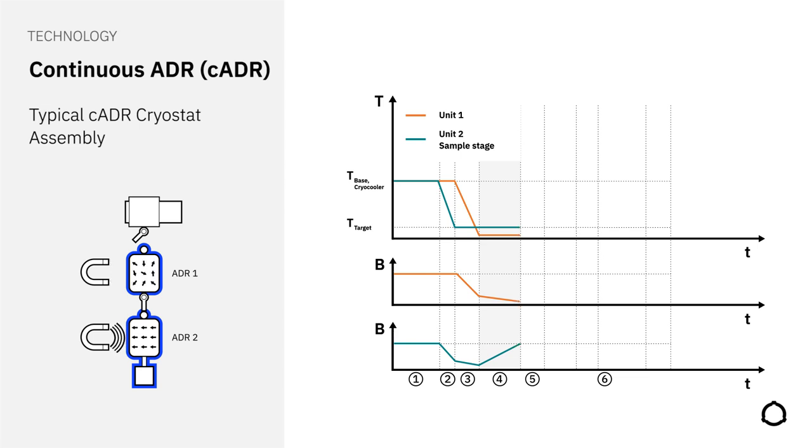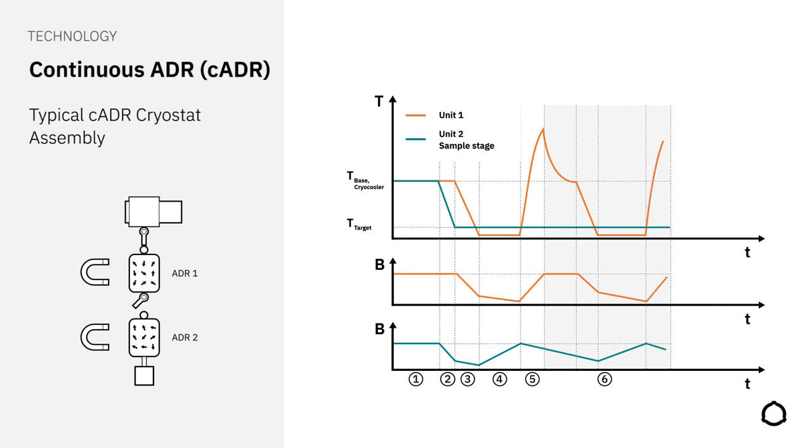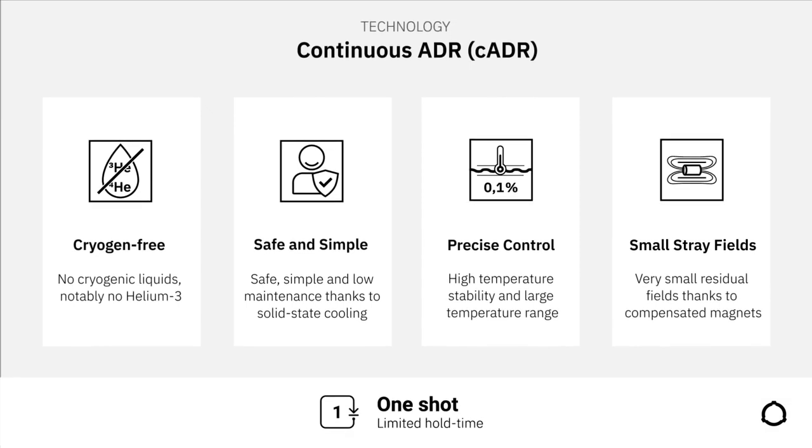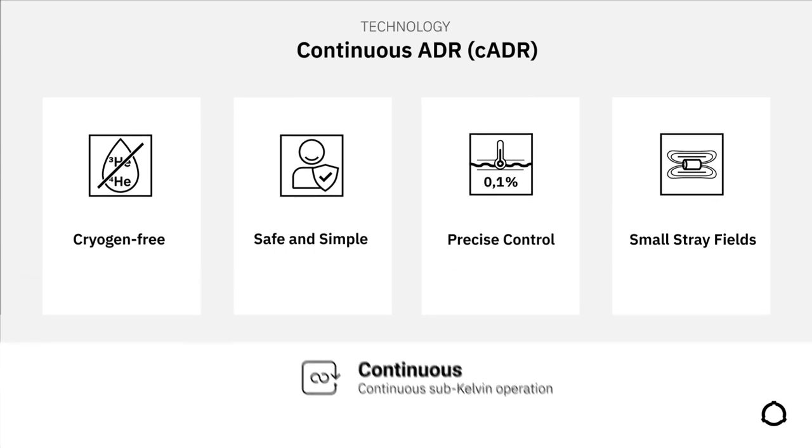After Unit 1 is depleted, the connection between the two units is opened and Unit 1 is regenerated at the temperature of the cryocooler. This procedure can be repeated infinitely to provide continuous cooling at the sample stage. In this way, the one-shot limitation of ADR cryostats can be overcome, making a completely cryogen-free continuous operation at sub-Kelvin temperatures possible.